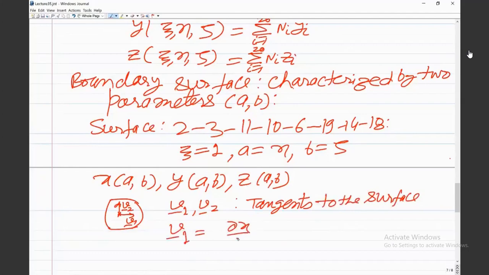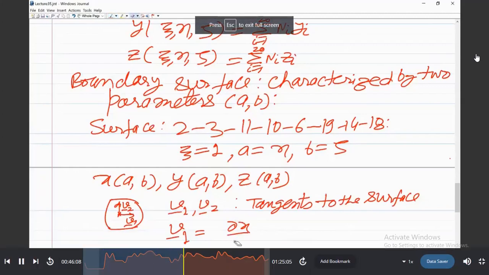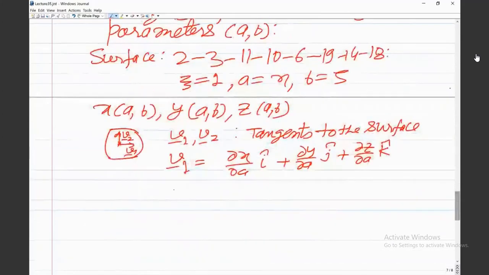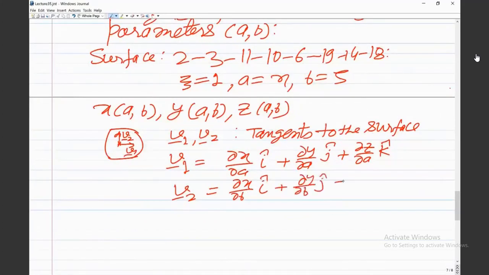So vector v1, which I am writing as not a unit vector, would be equal to del x by del a i cap plus del y by del a j cap plus del z by del a k cap, because x, y, z are functions of two parameters, so partial derivatives come into the picture. By varying a we get vector v1, and by varying b we get vector v2, that is del x by del b i cap plus del y by del b j cap plus del z by del b k cap. Because x, y, and z are functions of parameters a and b, we can get these derivatives, and therefore the vectors v1 and v2 which are tangent to the surface.